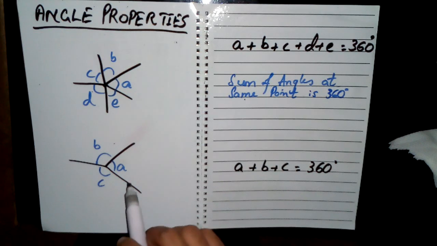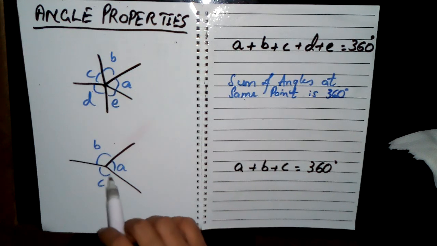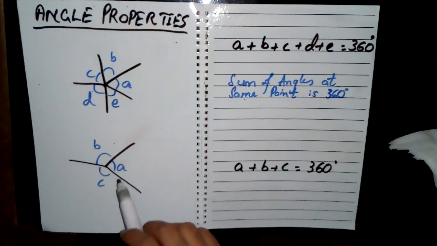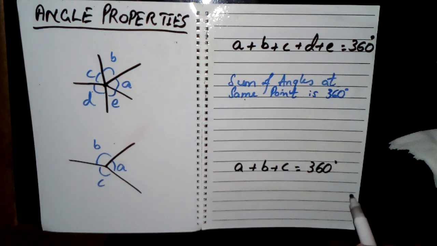Another example of this property: we have 3 lines merging at the same point. For say, this point is O, and the angles are A, B, C. The sum of these angles A, B, C will be 360 degrees. That is, A plus B plus C equals 360 degrees. So whenever you see any number of angles at the same point, the sum will always be 360 degrees.